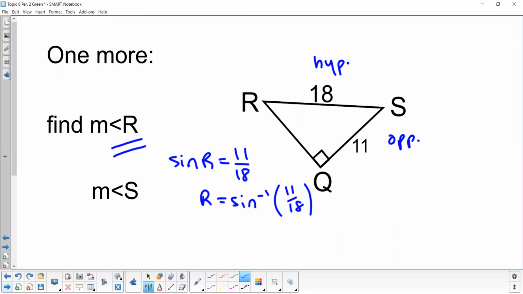37.7. Yeah. And then S is just the complement of that, which is 52.3. My bad, 52.3.